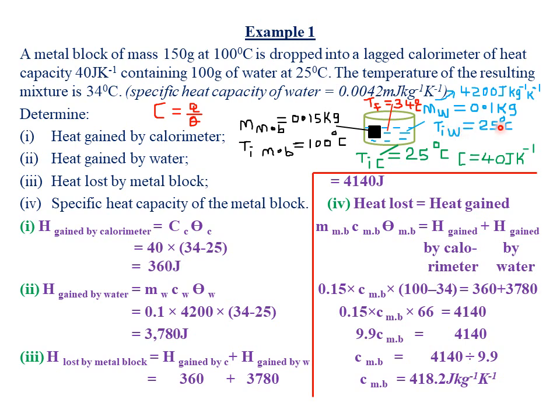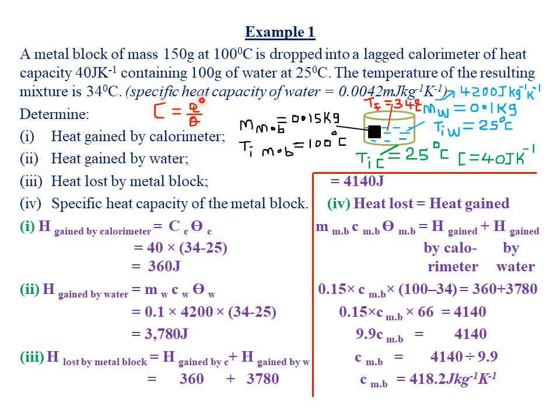Again, because initially the water was in the calorimeter, it simply means that our calorimeter will assume the same initial temperature as that of water. Therefore, because the water initially had a temperature of 25 degrees Celsius and the water was within the calorimeter, the initial temperature for the calorimeter will also be similar to that of water, which is 25 degrees Celsius. Then we are told that the temperature of the resulting mixture is 34 degrees Celsius. So that is T final, the final temperature of the mixture, 34 degrees Celsius.